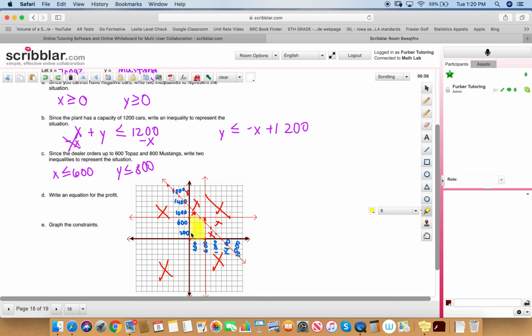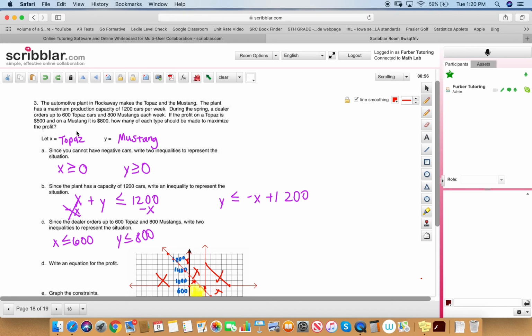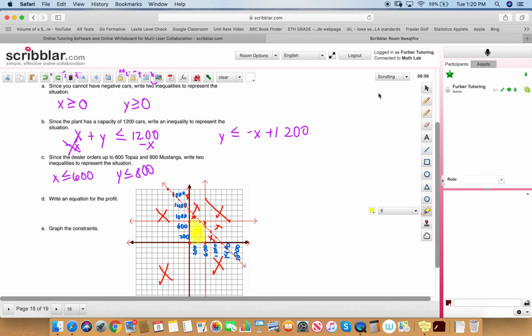Let's see if we can identify where the vertices are. Write the equation for the profit. Okay, what is this profit? That's the money part, right? So if you go to the money part, we already had our restrictions. Let's do the money part. Profit on a Topaz is 500, a Mustang is 800. So the profit then, P, equals 500X plus 800Y.